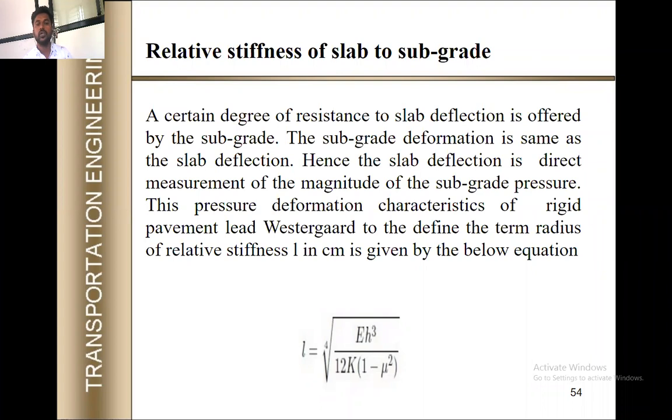This pressure deformation characteristic of the rigid pavement led Westergaard to define the term radius of relative stiffness, l, in centimeters, given by the equation below. Means what? Where the load is applied on the pavement, along with the pavement, the subgrade soil below will also try to deflect, because it offers resistance to deflection. With the pavement, the soil will also go on deflecting.